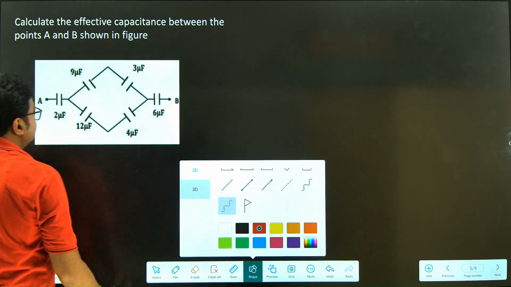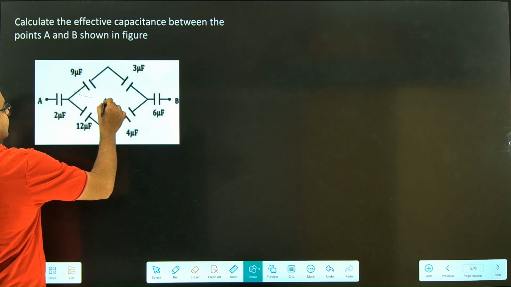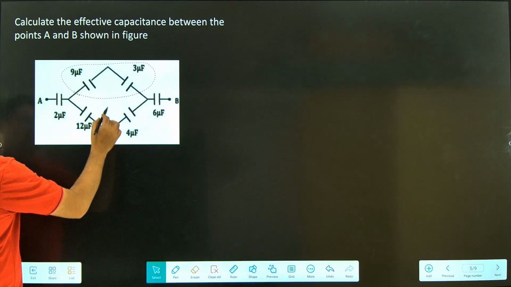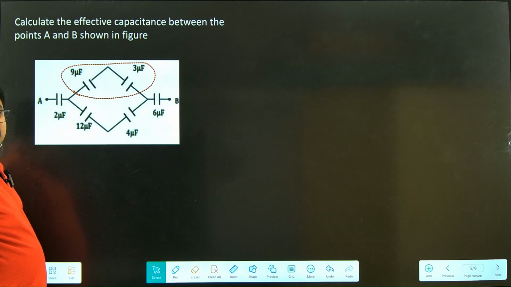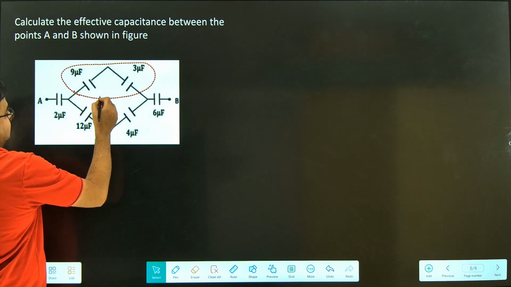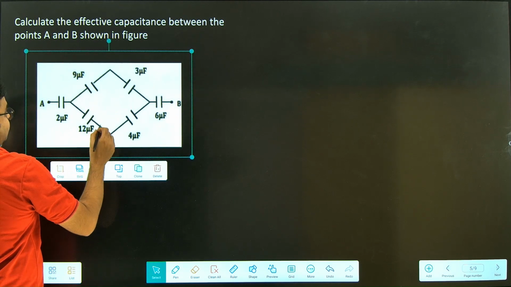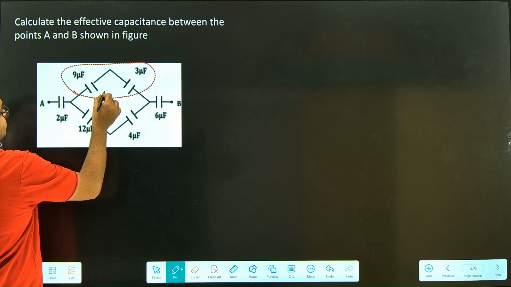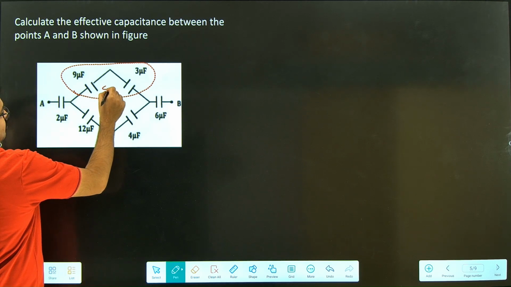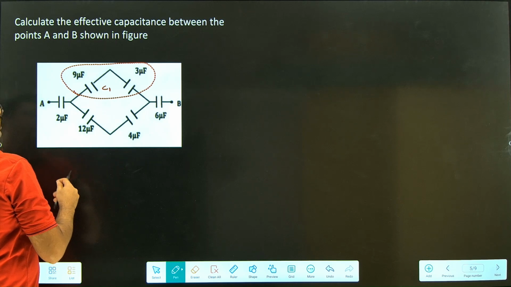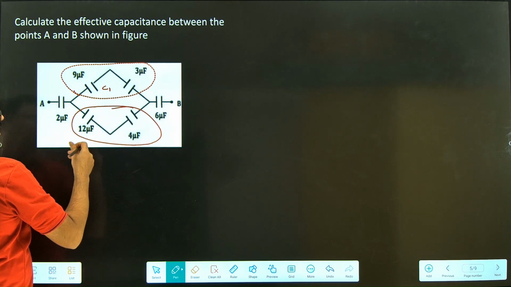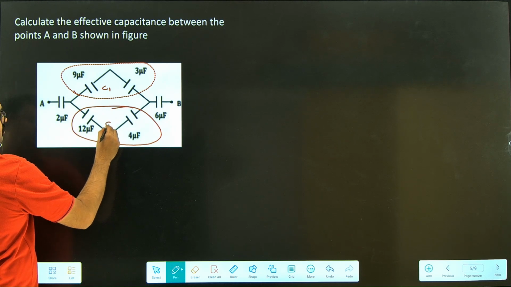Let's find out. Let us first find the effective capacitance of these two capacitors, right? These two capacitors, my dear friends, are in series. Look at this. They are connected end to end. Then the effective capacitance, let's say I call it C1. And this bit that we have all the way from here to here, let me call that C2. That's C2.